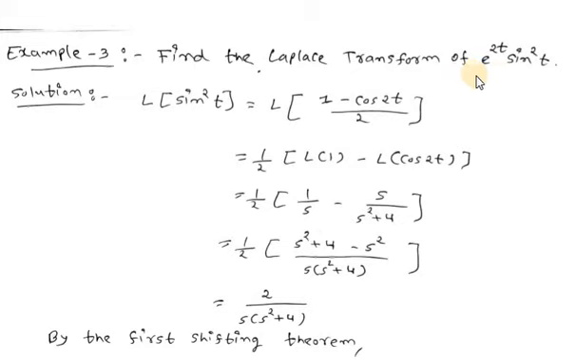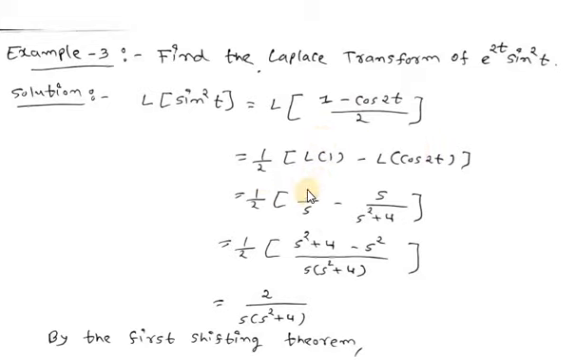We have to find out the Laplace transform of e raised to 2t sine square 1t. Now again we will apply FST to find out the Laplace transform of this function. First of all, we will find out the Laplace transform of sine square t, and then after we will replace s by s minus 2. And Laplace of sine square t, applying the formula of sine square t, that is 1 minus cos 2t by 2.